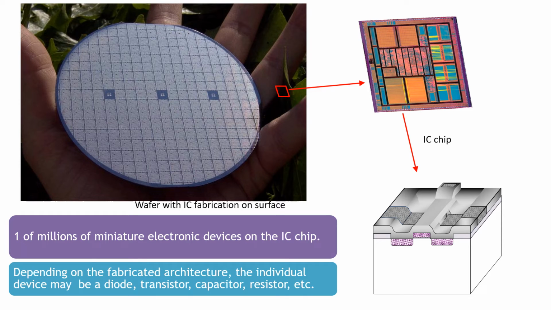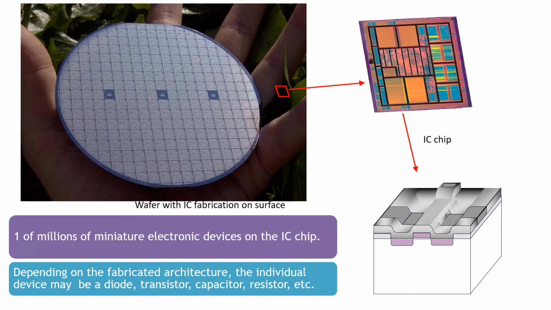The picture here is showing the wafer with the IC fabrication on the surface. Each square represents one IC chip. On this one IC chip, there are millions of what we call circuits. The picture below shows the circuit being printed on the IC chip. Depending on the fabrication architecture, the individual devices may be diode, transistor, capacitor, resistor, and etc.